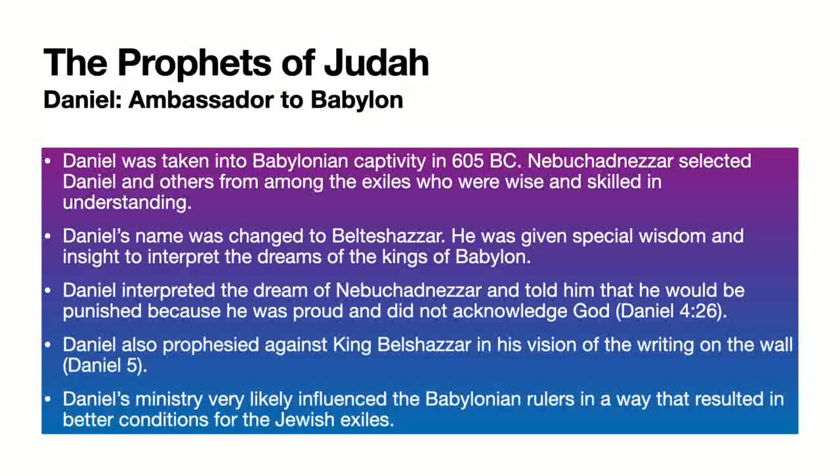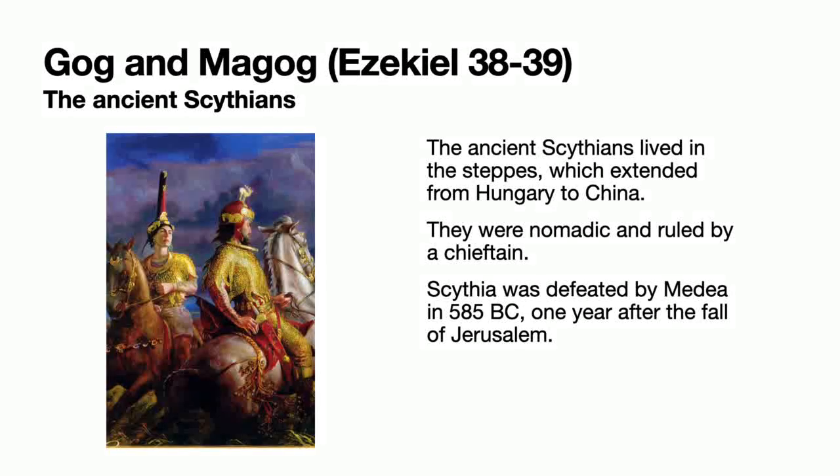We're going to take a slight detour here and talk about another people that are mentioned in Ezekiel, and we're going to see how this prophecy in Ezekiel relates to events directly related to the Babylonian captivity of Judah. Well, in Ezekiel 38 and 39, that's chapters 38 and 39, there's a description of these people that come from the north.